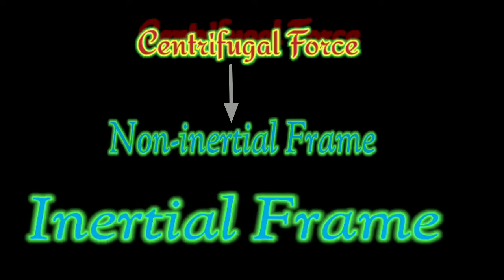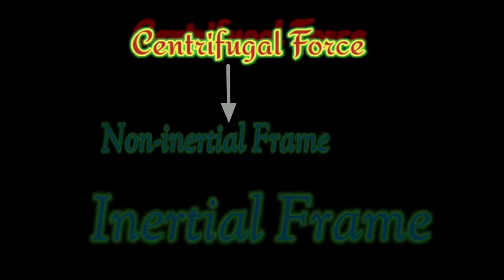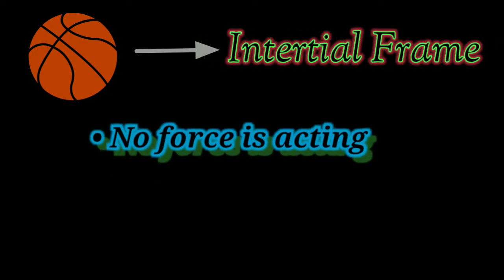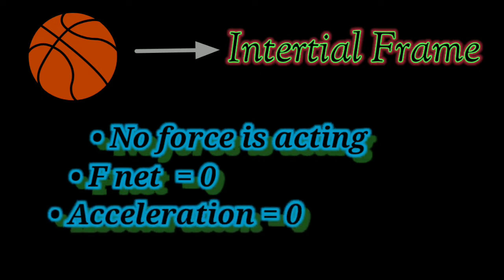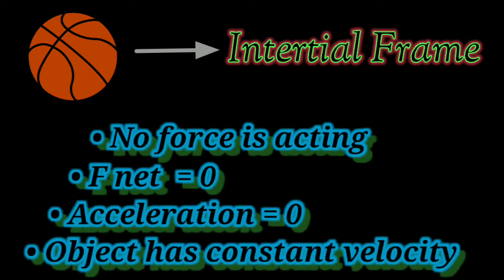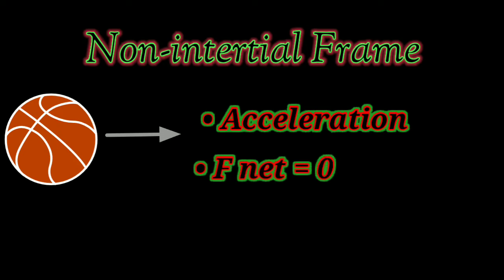You might be familiar with the inertial and non-inertial frames. Let's just recap them. We can say that an object is in the inertial frame when we observe that there is no force acting on the object and has zero net force on it, and most importantly, zero acceleration, or the object is moving with a constant velocity. As for the non-inertial frame, the object has an acceleration but still doesn't have any forces acting on it.